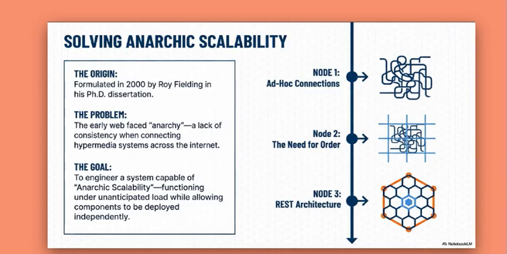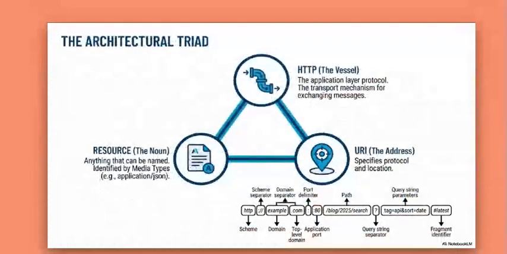So to achieve this order out of chaos, Fielding proposed what the notes call the architectural triad. It seems like these are the three pillars holding up our bridge. Yes, the triad.